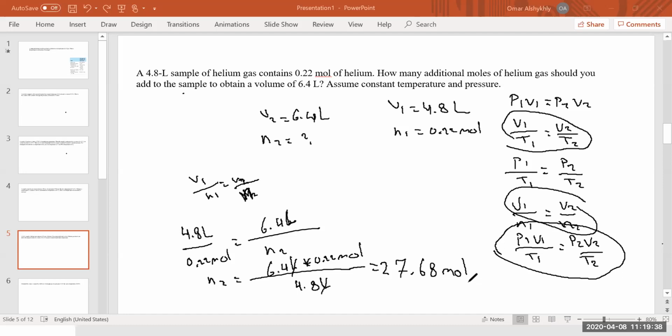How much do we need? No, guys, just let me check the math. I think there's like 6.4 times 0.22 divided by 4.8. Oh, sorry, guys. So it will be 0.29 mole. So it's 0.29 mole.